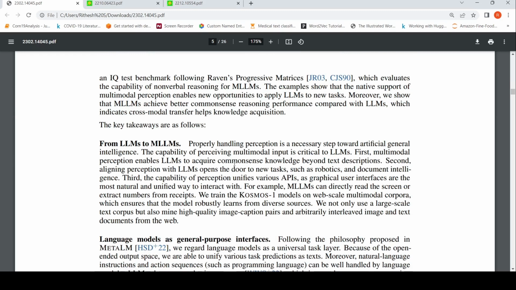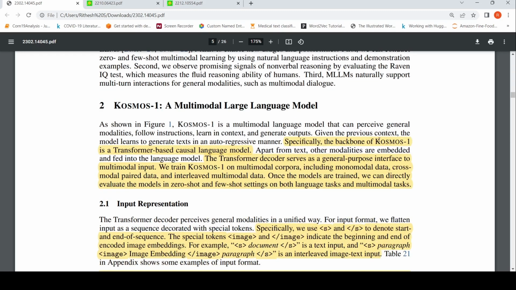Okay. So what is this model? It is actually a transformer-based causal language model. That is the backbone. Okay. Other than text, other modalities are embedded and fed into the language model. So the transformer decoder serves as a general purpose interface to multimodal input.